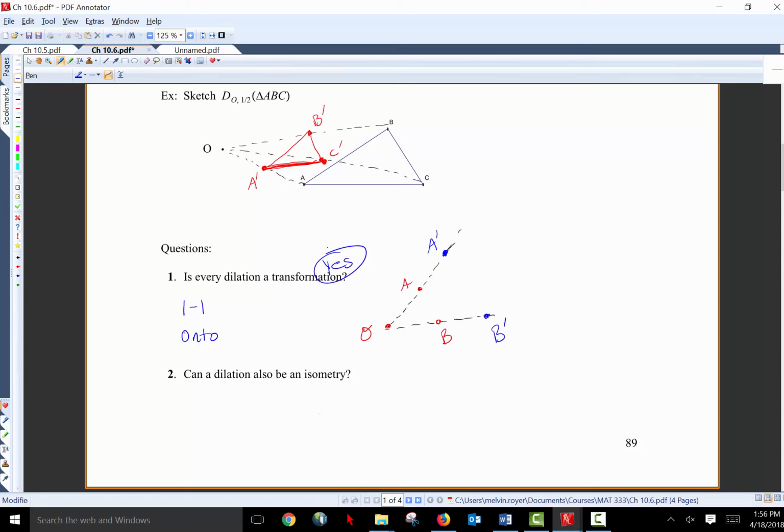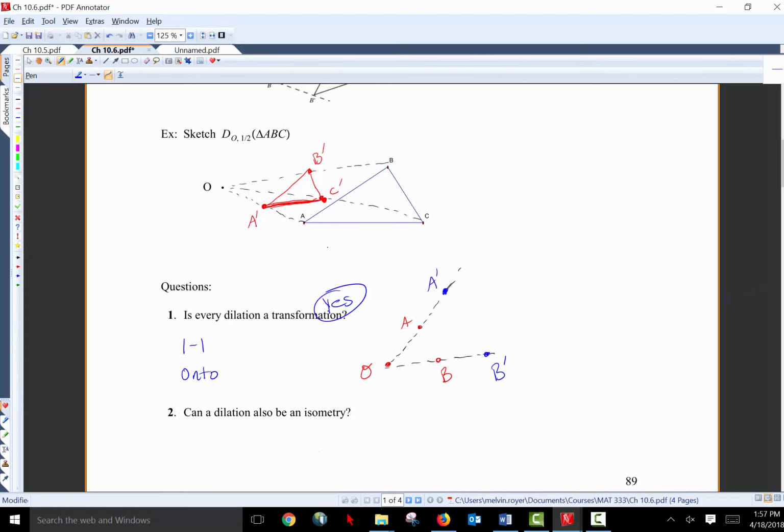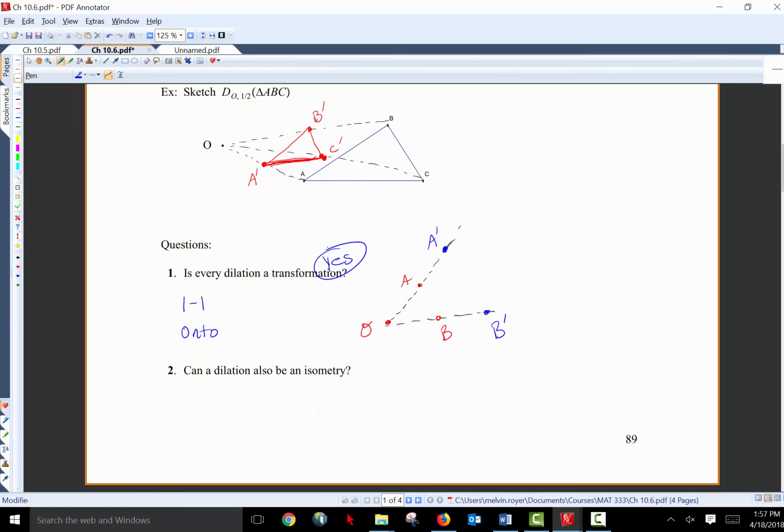So now we know about all the isometries that we discovered: rotations, reflections, translations, glide reflections, and now dilations are another kind of transformation. Are they isometries? Is a dilation an isometry? An isometry means a transformation that preserves distance. And it sure doesn't look like it. If I look back at my triangle pictures, any of the two triangles we did above, those are not distance preserving transformations. So no, in general.